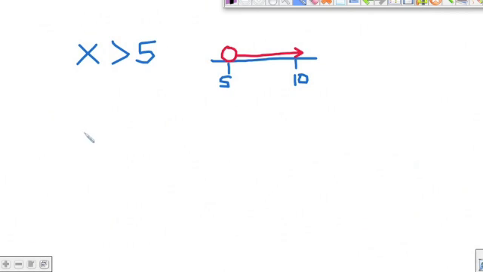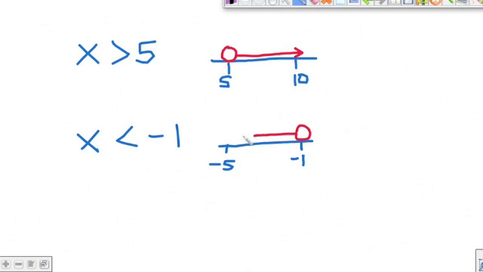If I had something like x is less than -1, well, that means that my number is smaller than -1. So I'm going to put -1 down here. And maybe -5 over here to show that we're going smaller. Remember, smaller means away from 0. This is also going to be an open circle because it's not an equal to. And I'm going to draw my line going in this direction.